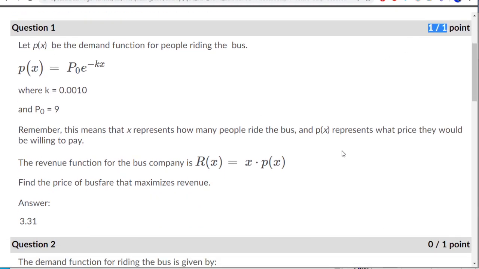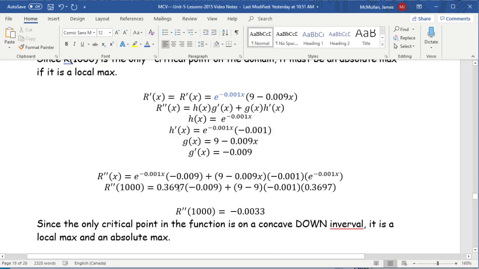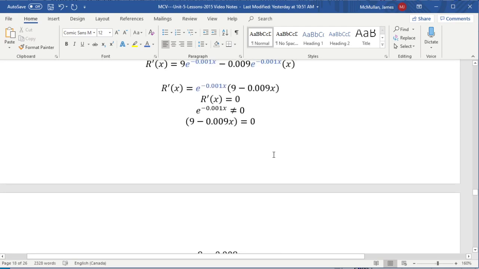And I'm good. Again, obviously the amount of work I did is not the amount of work you need to do for the assignment, but you might want to do it on the test. You've got to make sure you know the steps, and you can go through proving it's a max and all that stuff.